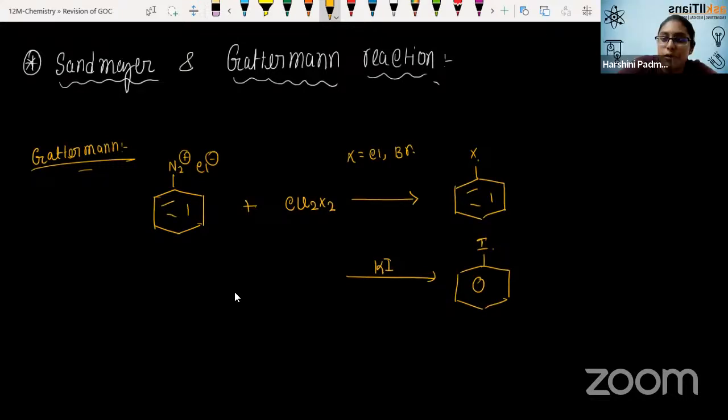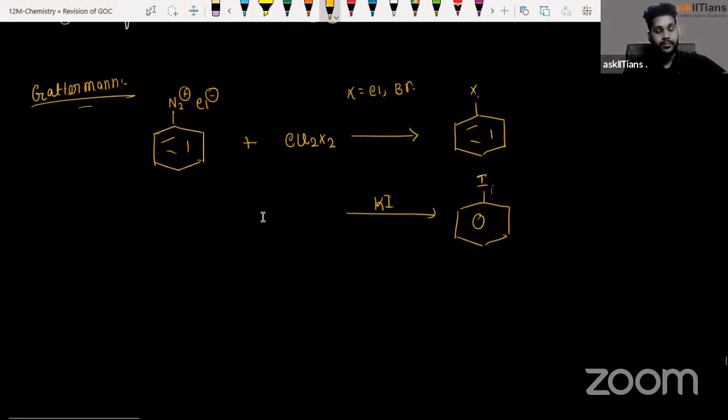Where HBF4 is given. HBF4, yes, that one. All right. Now, pulsion. So right now, X is only Cl and Br. So what was I talking about? Cu2X2. That is what you need in there.